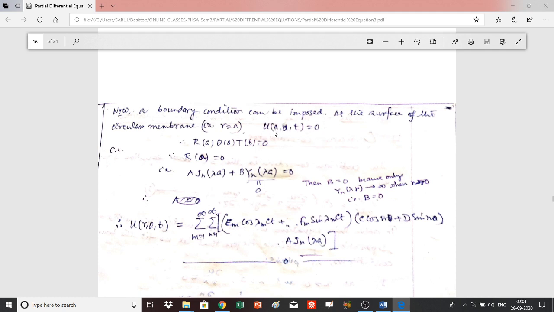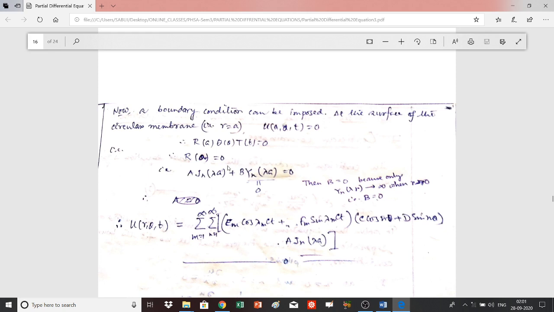That means u at r theta phi, so it is a, then theta, then t is equal to 0. Now just write it as R of a, function of theta, and t is equal to 0. Since these are not 0, you can write R(a) is equal to 0, because you know that at the surface of the medium u is equal to 0.